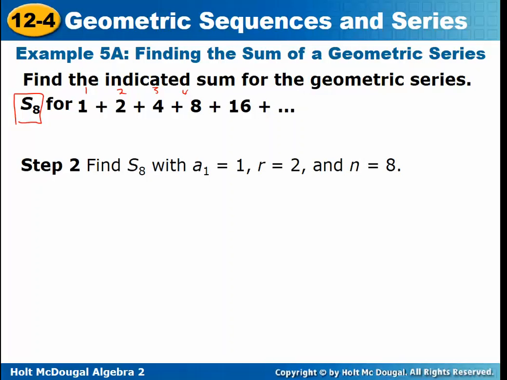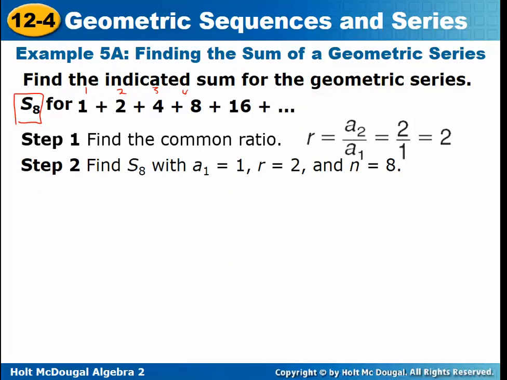All right, so our first step is to find r. And we find r just like if this had been a sequence: we take the second term divided by the first term, and we get 2. And we just double check that with maybe this term divided by this term, 8 divided by 4, that's also 2.